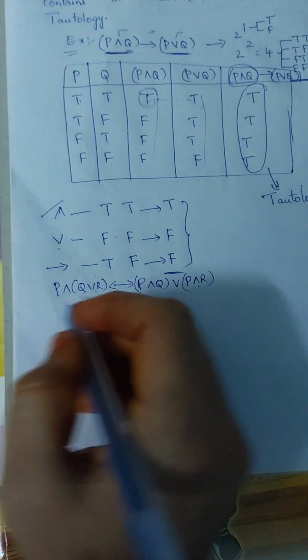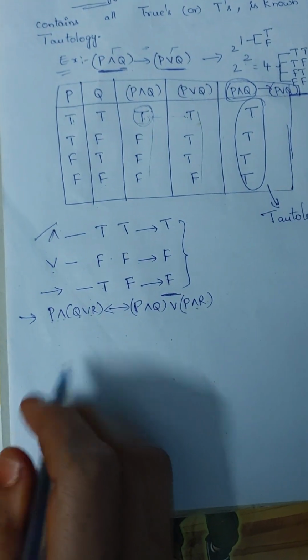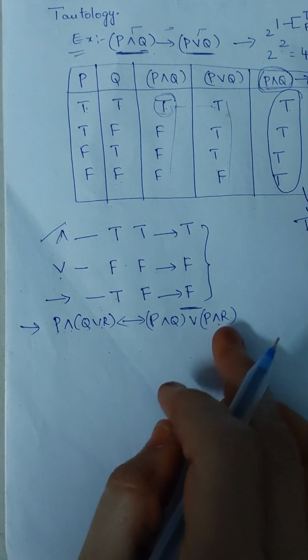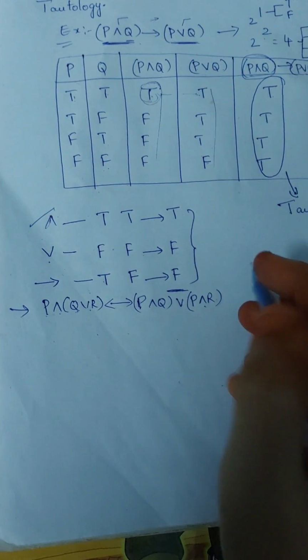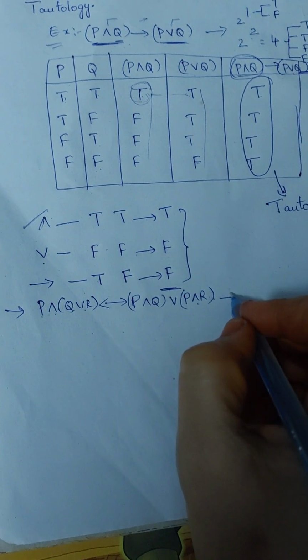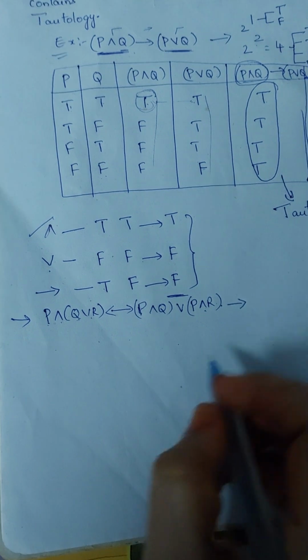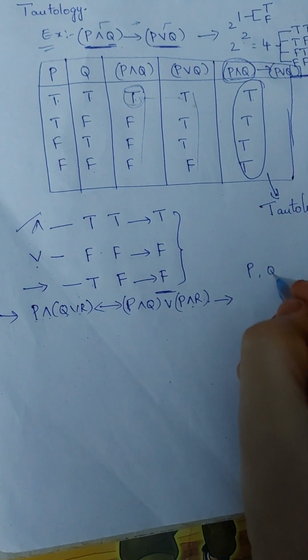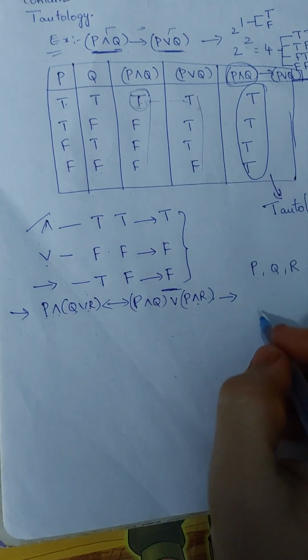So this is also one of the examples for the tautology: (P and Q) or R bi-implies (P or R) and (Q or R). Before writing any truth table, observe how many statements are available. Here we have three statements: P, Q, and R.